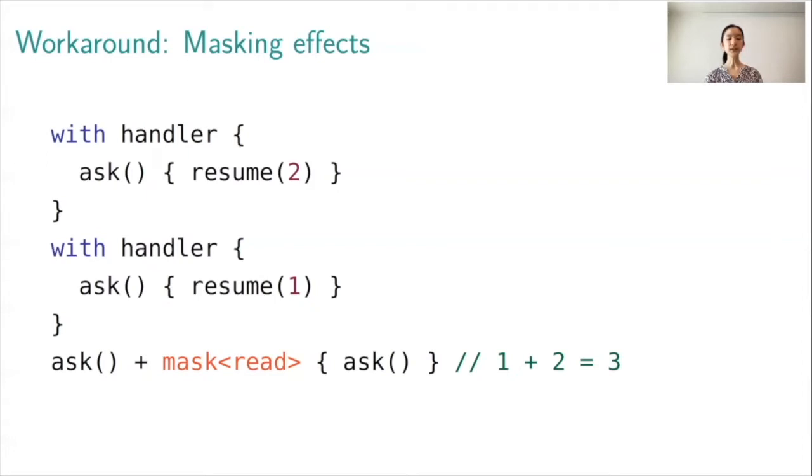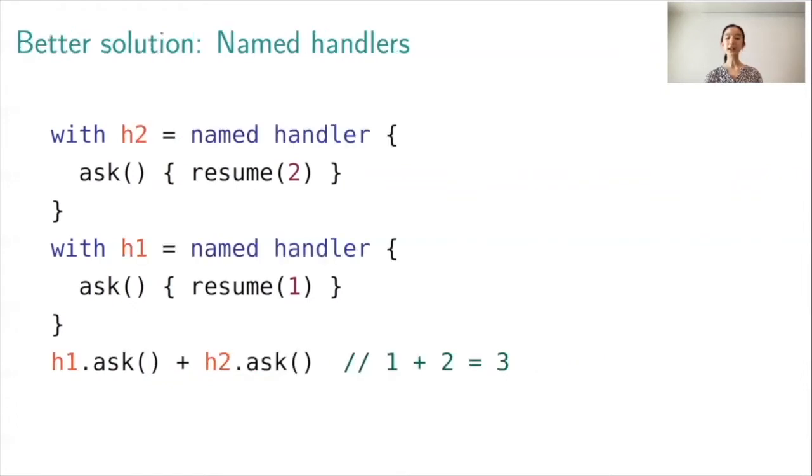What we want is a mechanism that allows us to refer to handlers by name, that is, a named variant of effect handlers. Here, we name the inner handler H1 and the outer handler H2. Then, in the action, we can easily choose the right handler for each call to the ask operation. This is convenient, but unfortunately, named handlers pose a challenge to the soundness of the language.